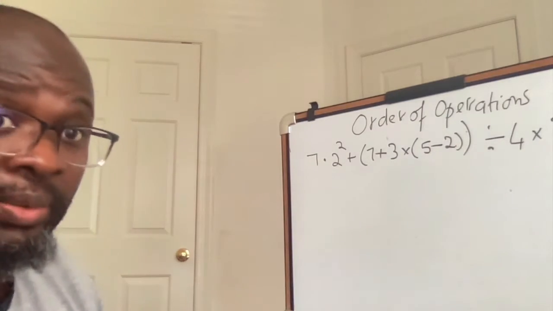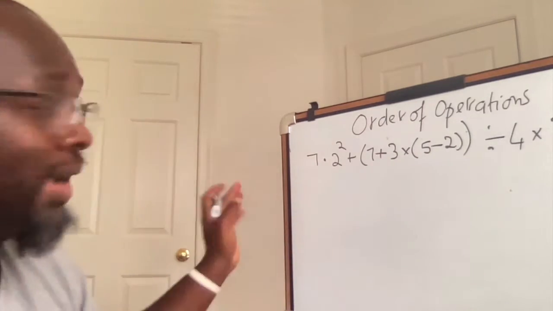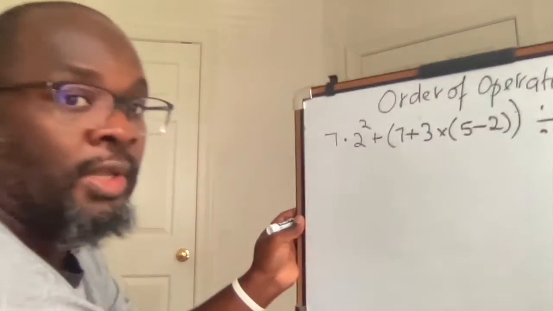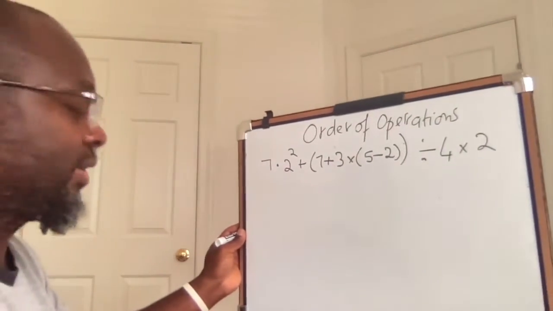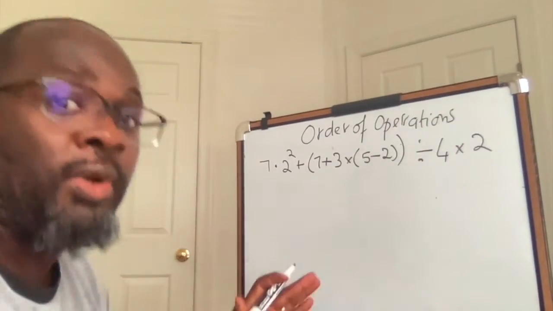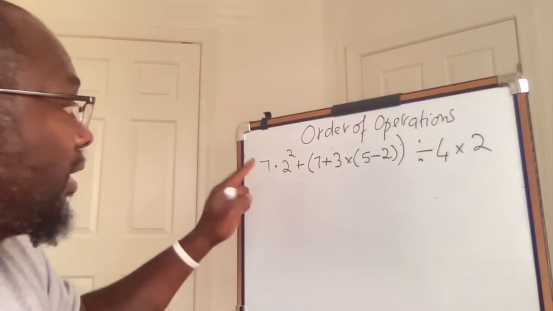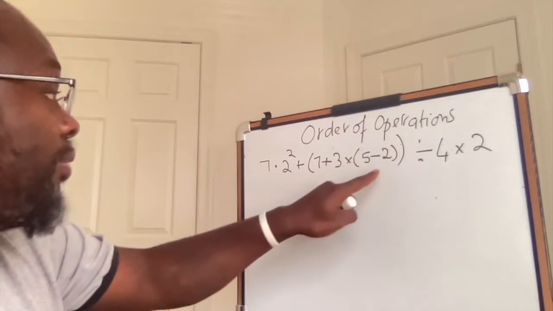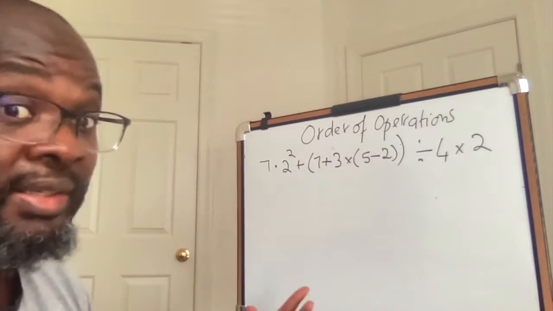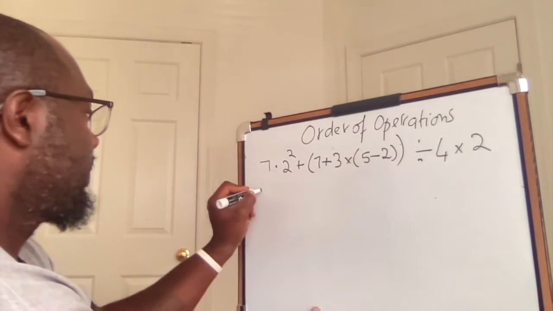It is dense, it looks beastly, it looks like, oh man, I don't know if I'm going to be able to do this. But we never panic when it comes to this. Don't panic, that's the first thing. So first we're going to look for our exponent. We have one exponent here, and we have parentheses here. So I'm going to do the parentheses first.